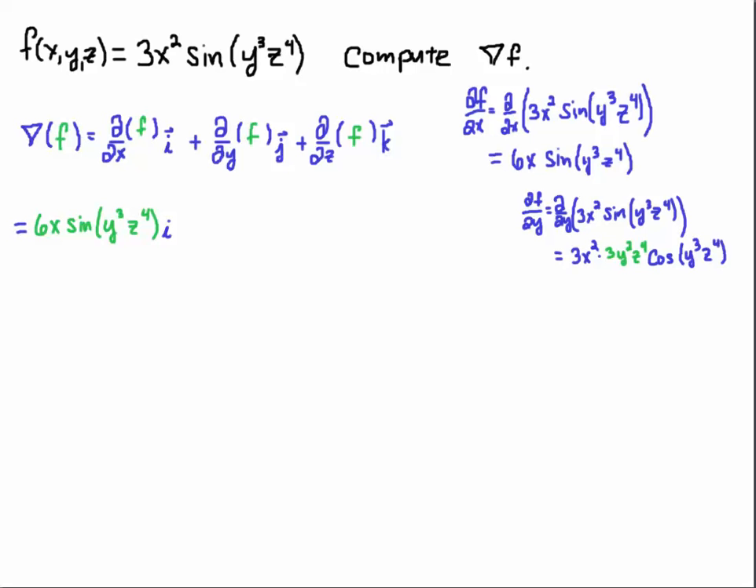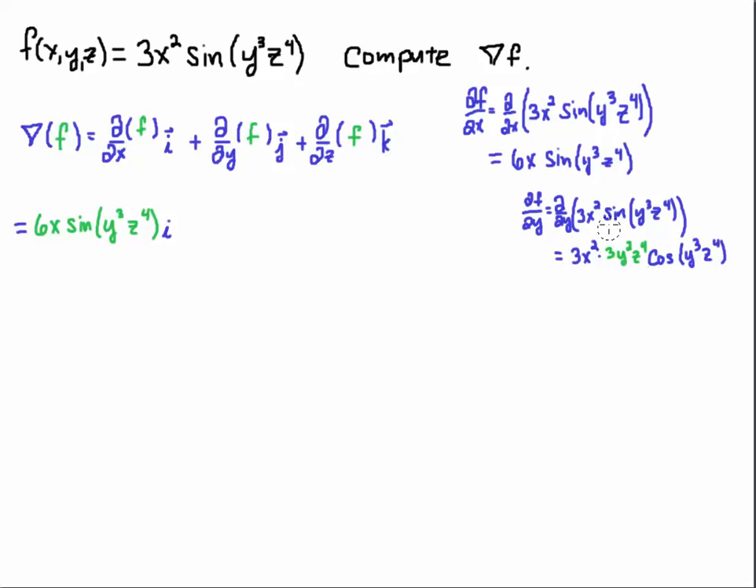Next, we take the partial of f with respect to y. And if we do that, by the chain rule, we get the derivative of the inside. That's where the 3y squared z to the fourth comes from. Now the z to the fourth has to come out because it's treated as a constant, so that factor stays out there. And then of course we have to take the derivative of the outside function, which is the derivative of sine, which is cosine.